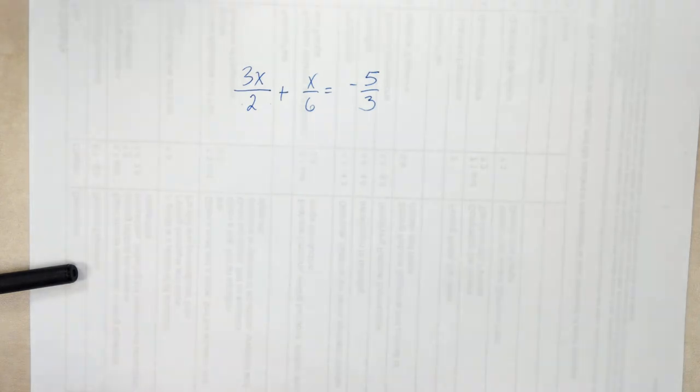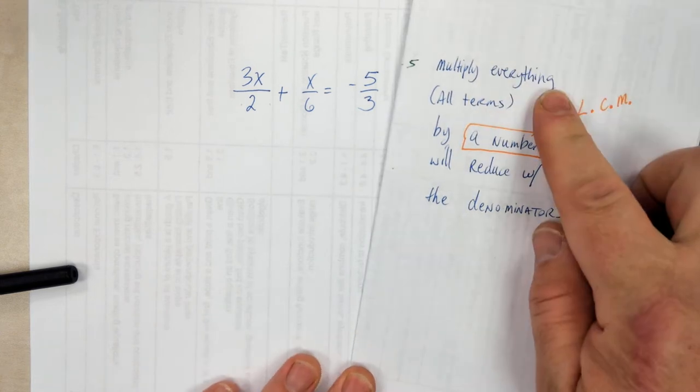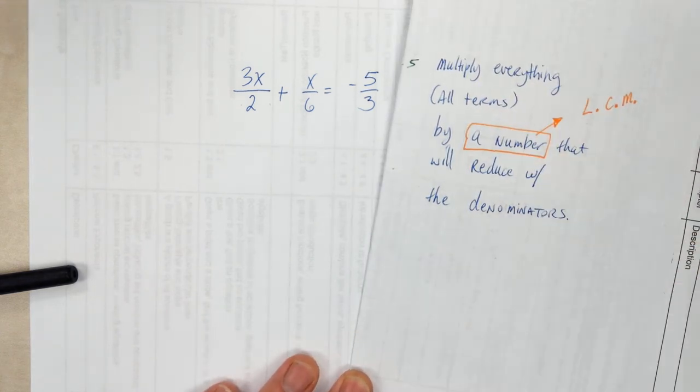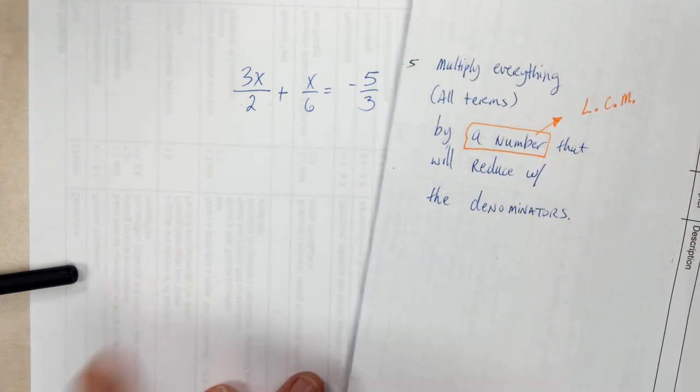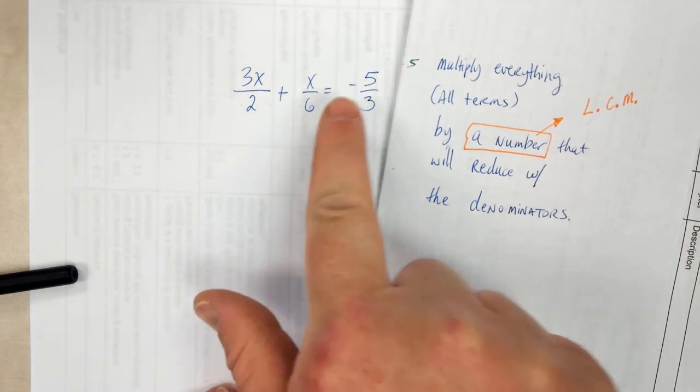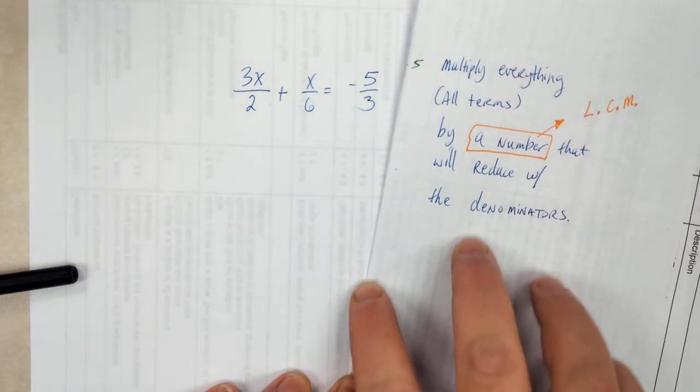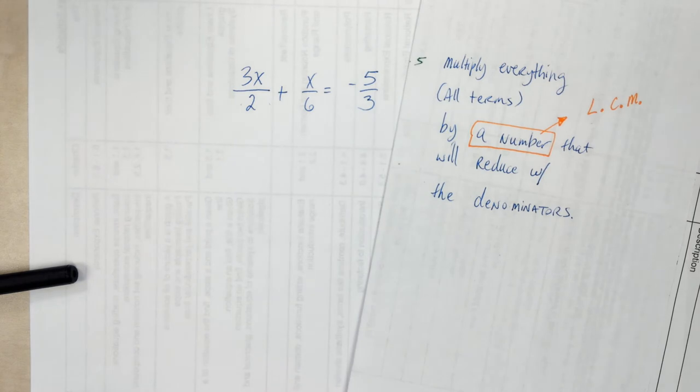Now don't forget your big idea. Here, I'll show you your big idea in case you forget. Here's the big idea right here. You want to multiply everything by just one number so that this and this and this can reduce. So you have to figure out what number that is. That's the trick. Lowest common multiple.